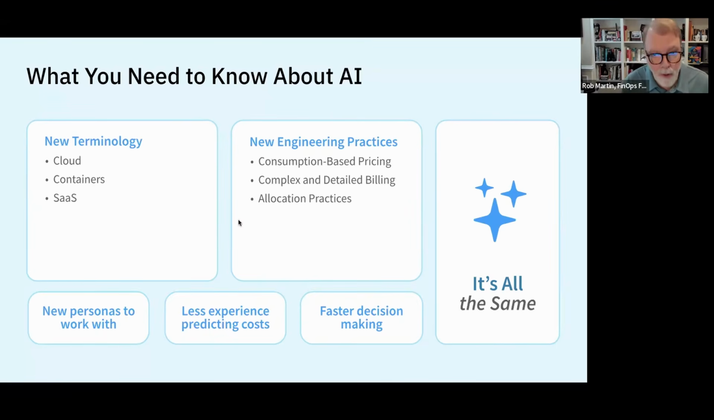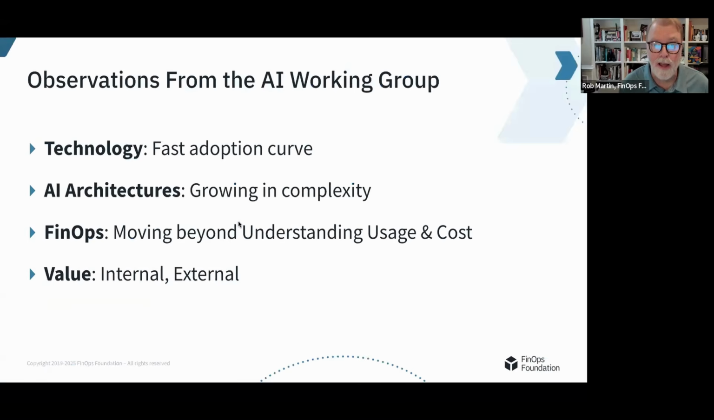So I wanted to go forward in time 3 months to now and talk a little bit about some of the observations that our AI working group are currently working on. And we're going to hear about some of these in sessions later on today in this call. First off, I don't have to tell you that AI technology is on a fast adoption curve, and it seems only to be getting faster.